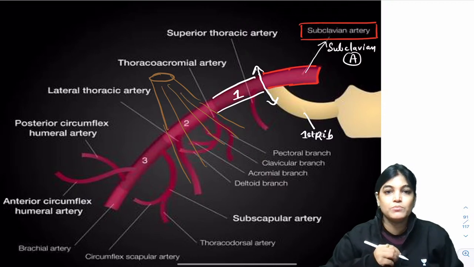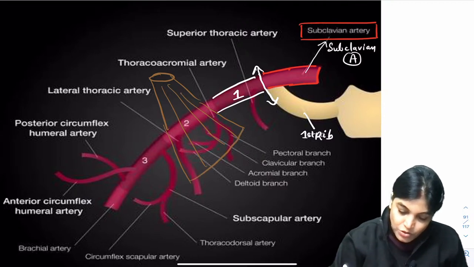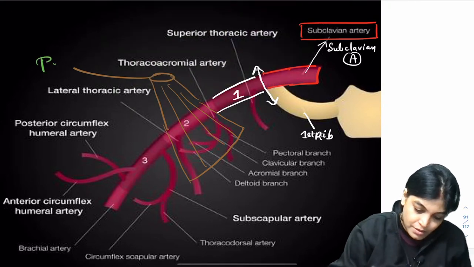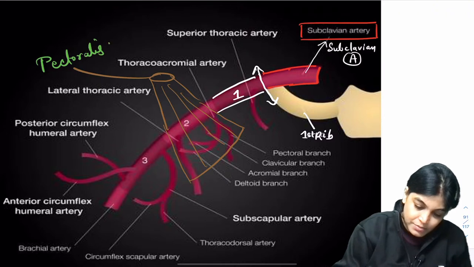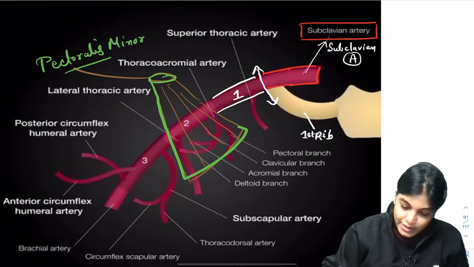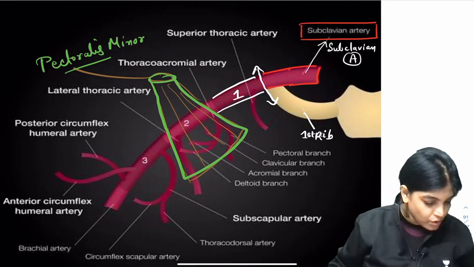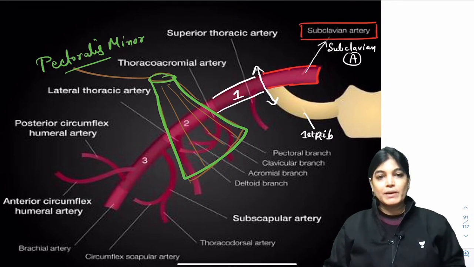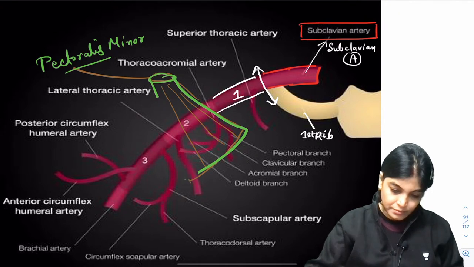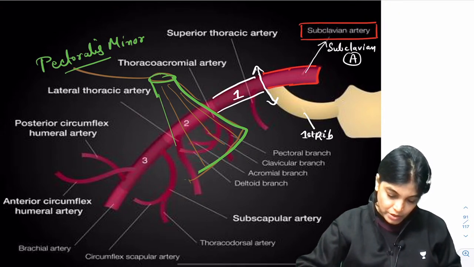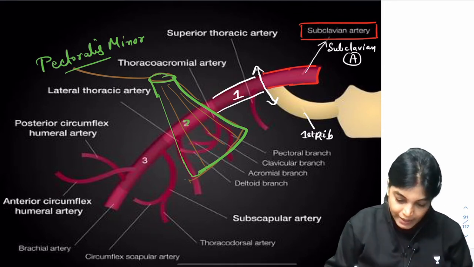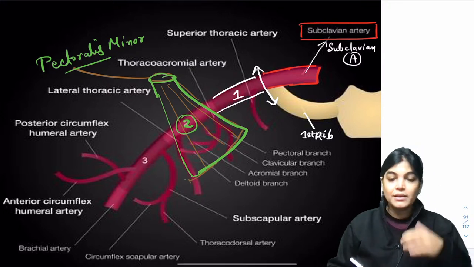This will be the pectoralis minor muscle in brown color. If this is the outline of the pectoralis minor muscle, hello Rahul, this is the outline for the pectoralis minor muscle. And here, that means the second part of the axillary artery is lying posterior.